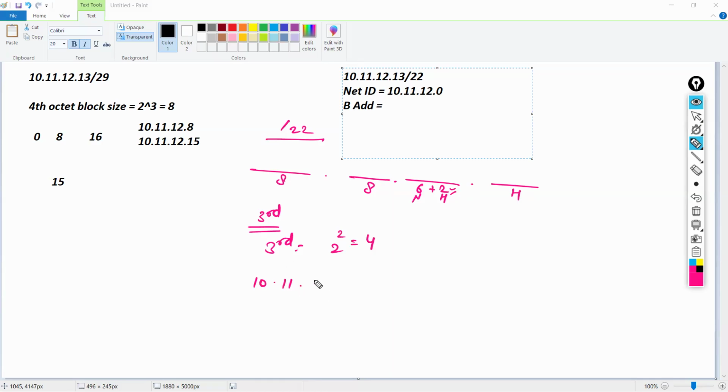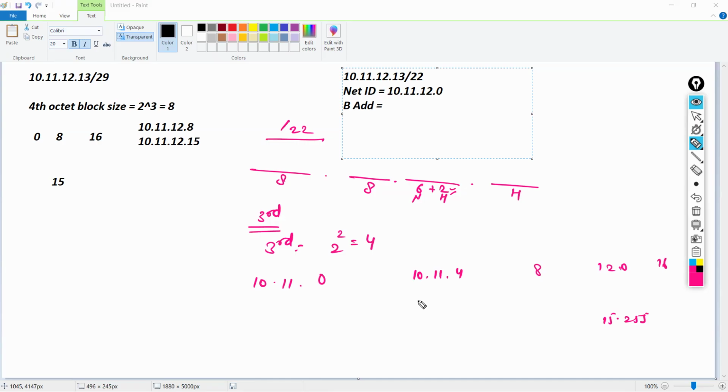The first two are constant. Now the value will be 0, then the next one will be 10.11.4, then 8, then 12, then 16. So if this is 12.0, it will end at 15.255. Got it? Or confused? It's okay, you can ask.